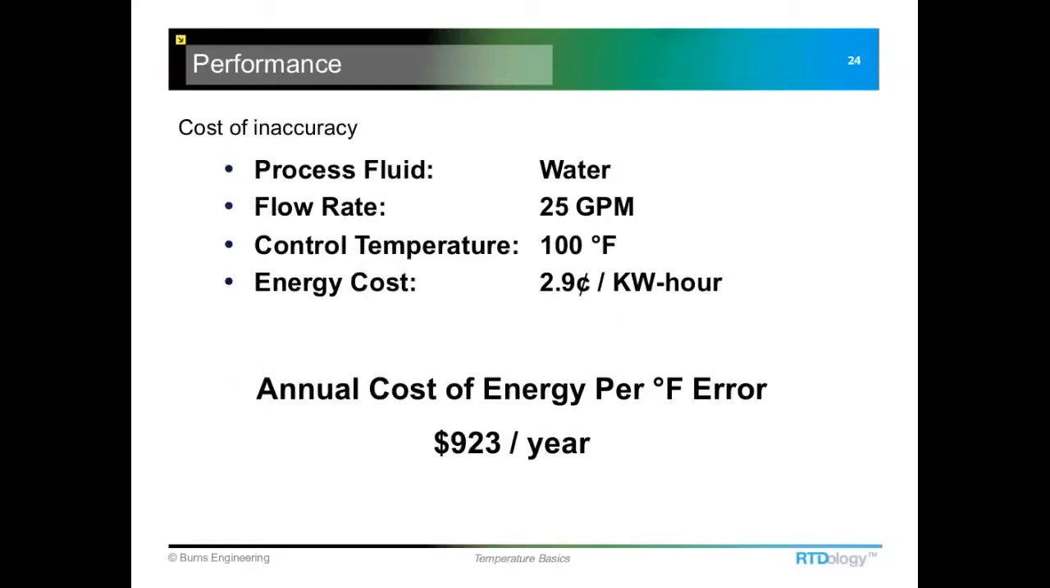And performance can be very important here, and it translates to huge money savings quite quickly. This little example uses maybe some unrealistic numbers, like 2.9 cents per kilowatt hour for electricity to heat water, but it's just to show that if you're off by just 1 degree Fahrenheit in a process where we're heating water from room temp up to 100 degrees, it doesn't make much sense to buy a really cheap temperature probe to be measuring that when you could easily blow almost $1,000 a year in excess energy, or if you're not heating it up enough, it could affect your product quality.